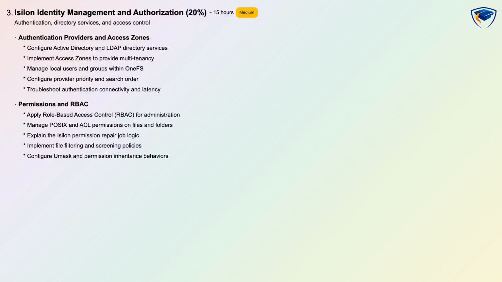Moving on to the second domain, ISILN File Access, which focuses on configuration and management of data access protocols. In this domain, you'll learn about NFS and SMB protocol implementation, where you'll configure SMB shares and global configuration settings, implement NFS exports and handle export rules, manage SMB share level permissions and user mapping, configure NFS v3 and v4 protocol specific settings, and optimize protocol performance for high throughput workloads.